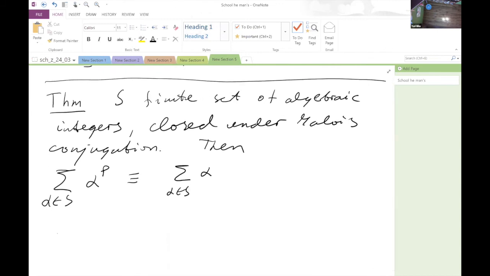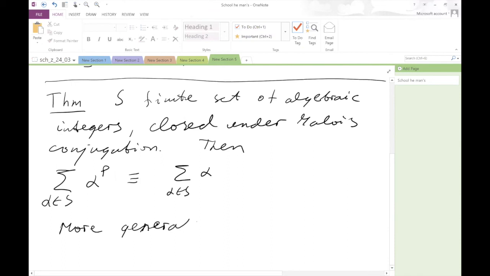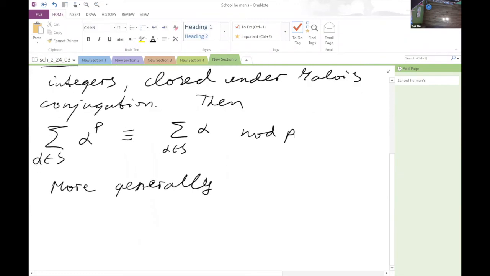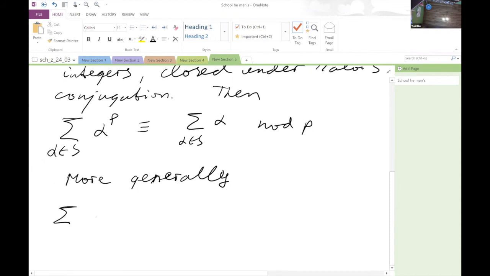But we will need also a generalization of this result. Yuri, is it mod p? Yes, the congruence is mod p. More generally, the sum of the p^n-th powers is congruent to the sum of the p^(n-1)-th powers, and here mod p^n.